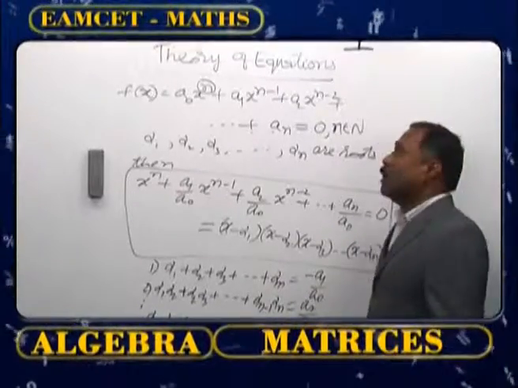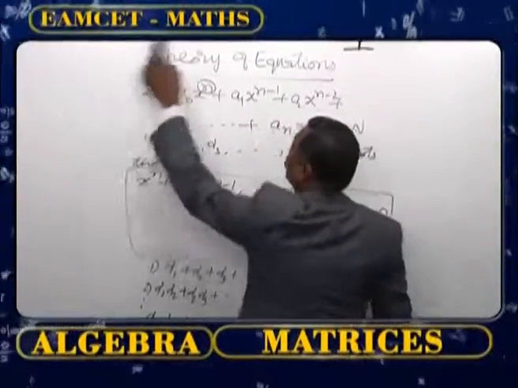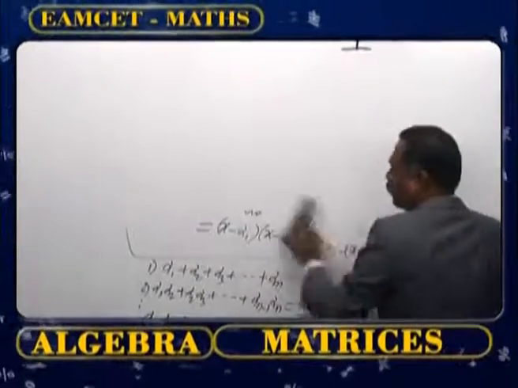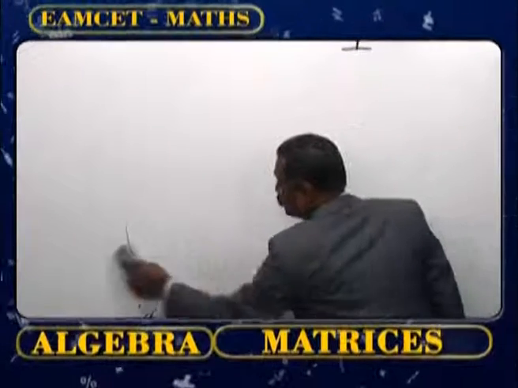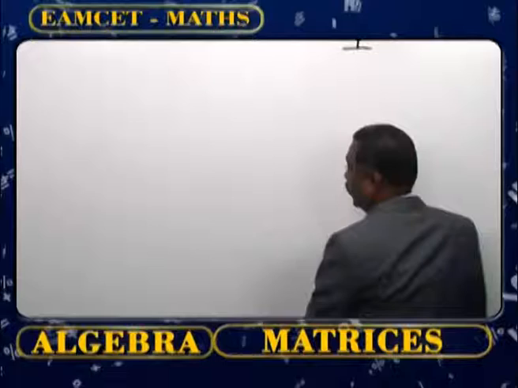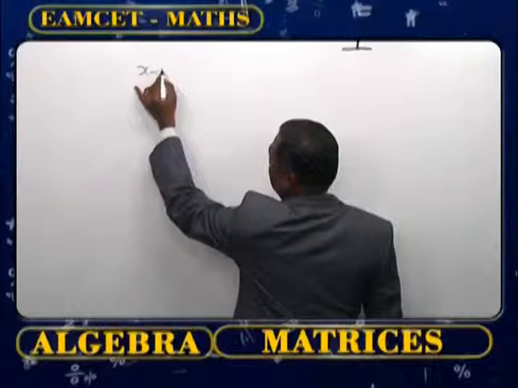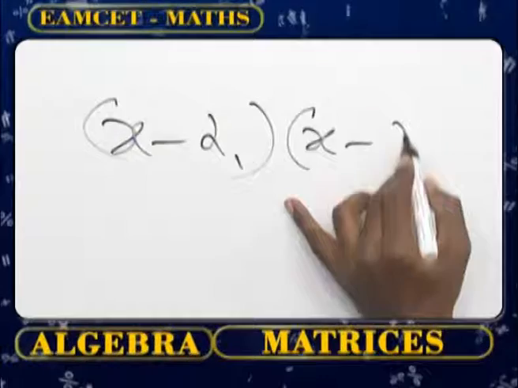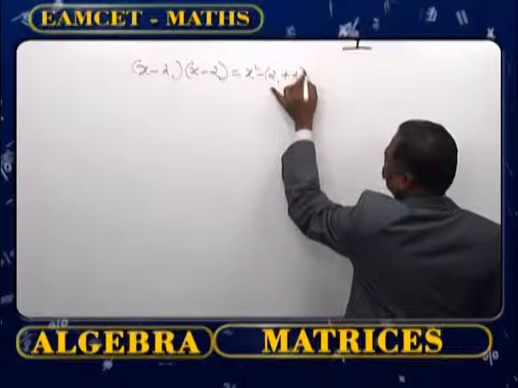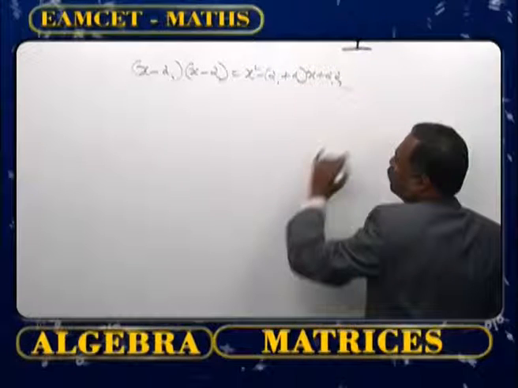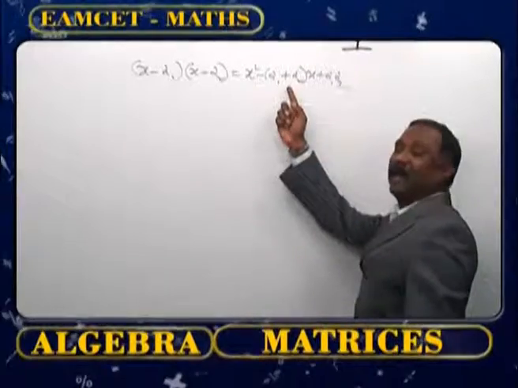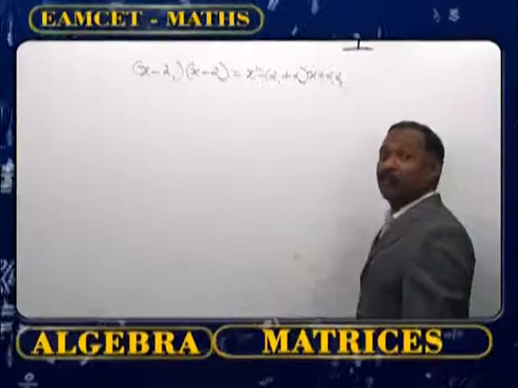These are the relations between the roots and the coefficients. Understand that first. And if you want the short form of writing the equations when the roots are known to us, follow this carefully. I'll write it for your better understanding: x minus alpha 1 into x minus alpha 2, which is nothing but x square minus of alpha 1 plus alpha 2 into x plus alpha 1 alpha 2. Sum of the roots, product of the roots. You know that very well, that it is minus b by a and it is c by a. We have learned that.